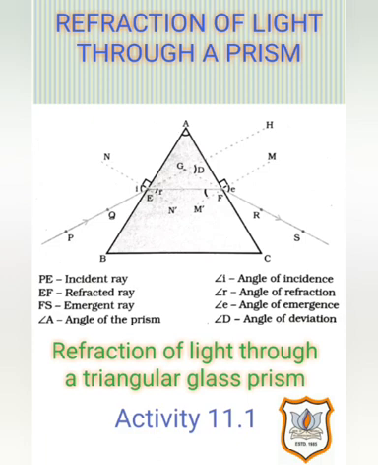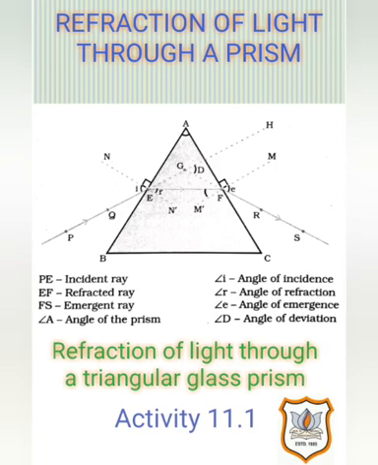Activity 11.1. Fix a sheet of white paper on a drawing board using drawing pins. Place a glass prism on it in such a way that it rests on its triangular base, as shown in the figure. Trace the outline of the prism using a pencil. Draw a straight line PE inclined to one of the refracting surfaces, say AB, of the prism. Then fix two pins, say at points P and Q, on the line PE, as shown in the diagram.